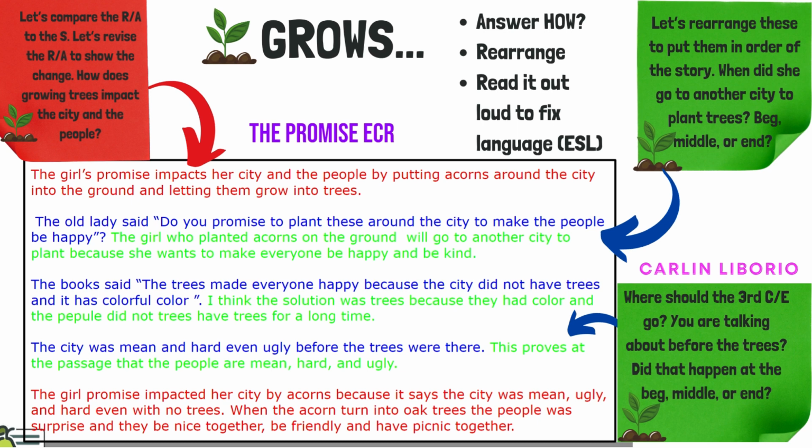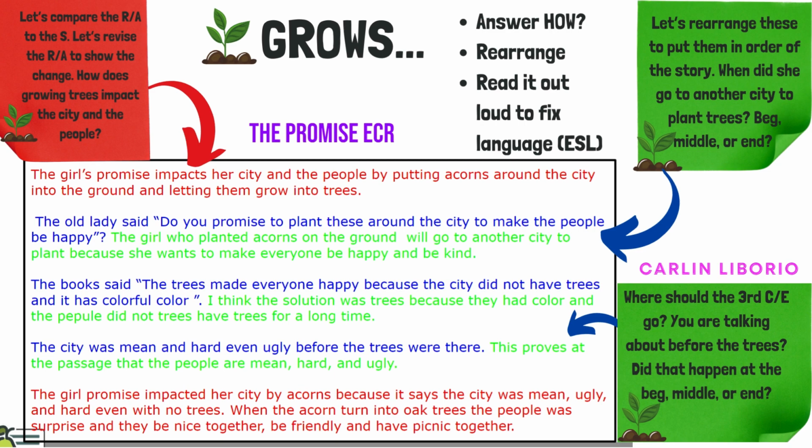So I would say to the student, let's read your RA, your first sentence, out loud, and I'll have the student read it out loud. And let's also read the S and let's compare. What does the S have that the RA doesn't have? And what could we add to the RA to make it even better? Another question you could ask is, how does growing trees impact the city and the people?